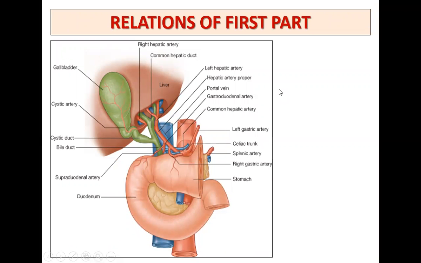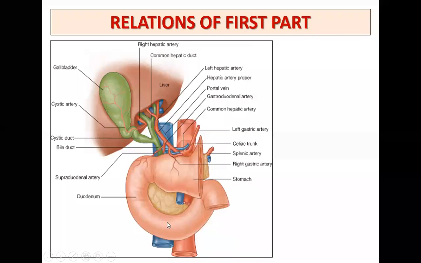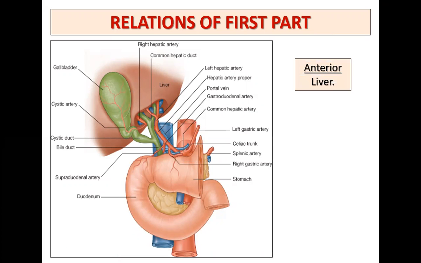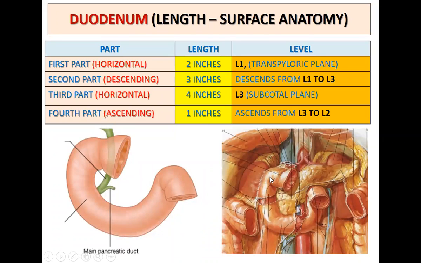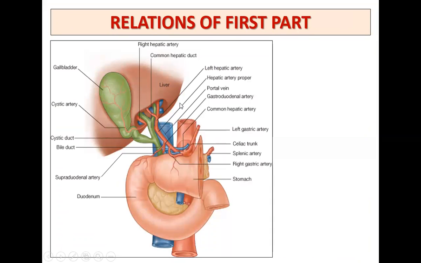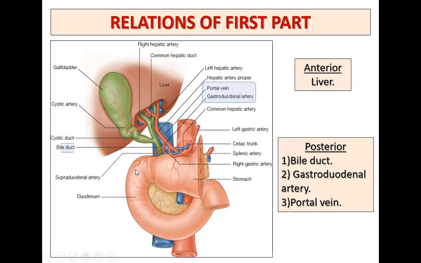Coming to the first part, relations. As it is a fixed part, it is easy to locate the relations. So anteriorly, we can see the liver. Here you can see the liver, which has been retracted so that you can easily see the first part of the duodenum. Here also it is retracted behind so that you can see the first part of the duodenum. So anteriorly we have the liver, which is present here, reflected so that you can see.